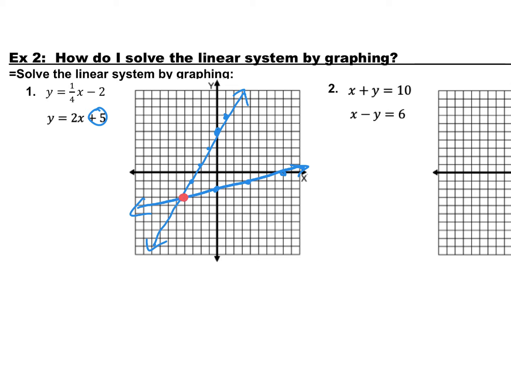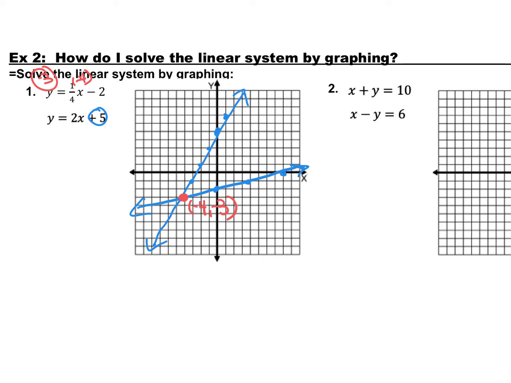So we have negative 1, 2, 3, 4. So this point right here is negative 4, negative 3. And let's just go back up and plug this in here to show. If I plug in negative 4 and negative 3 over here, 1/4 of negative 4 is negative 1. Negative 1 minus 2, is that equal to negative 3? Yes.